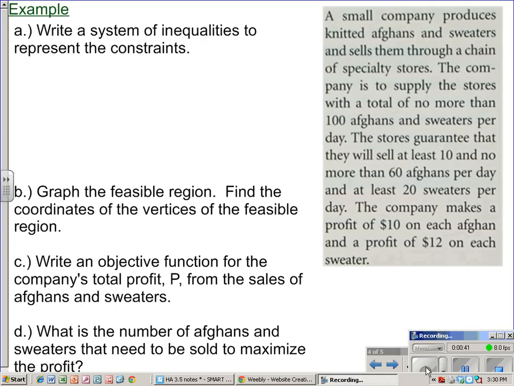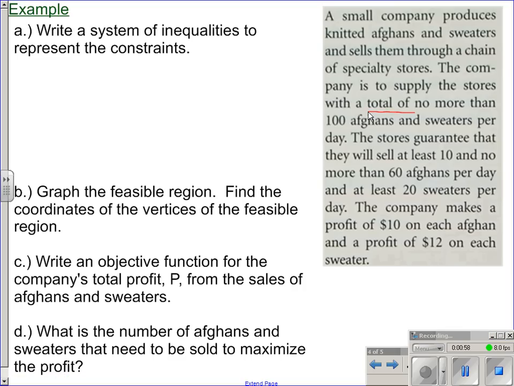All right, hopefully you got it. So a small company produces knitted Afghans, which are blankets or shawls. I had to look it up in the dictionary. And sweaters, so Afghans and sweaters, and sells them through a chain of specialty stores. The company is to supply the stores with a total of no more than 100 Afghans and sweaters. So we got two things. I'm going to call these X and Y. We got Afghans and sweaters. It says a total of no more than 100 Afghans and sweaters per day.